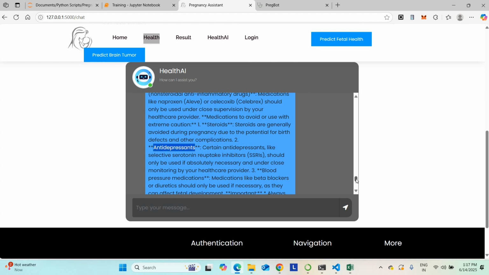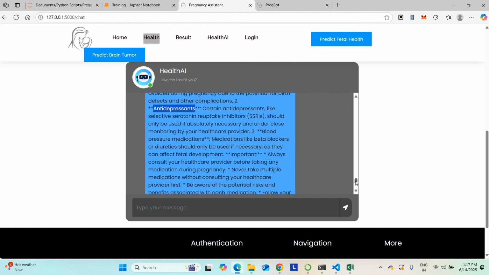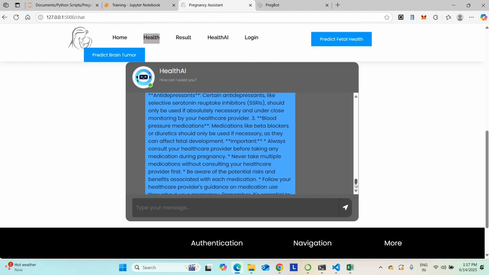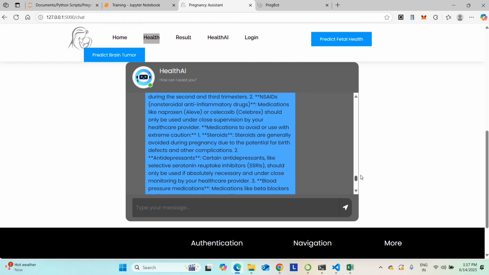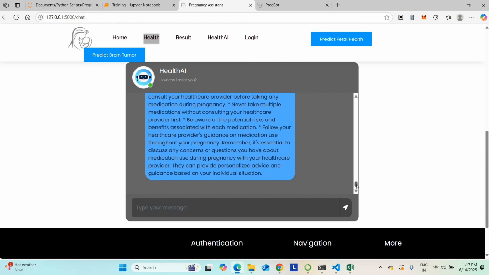Then antidepressants. If you are taking antidepressant tablets or depression medicine dosages, you should avoid those. Then you should maintain your regular blood pressure, and you should avoid beta blocker medicine. So the important thing is you should always consult the doctor. See how accurately it generates the answer. A doctor also could not produce this much accurate information. It's a very wonderful kind of project.